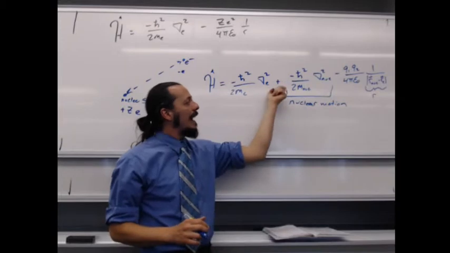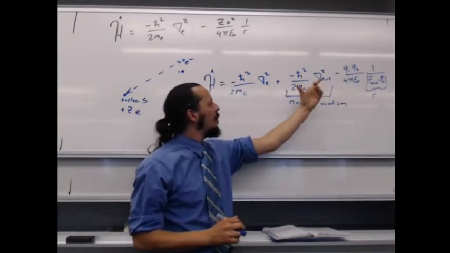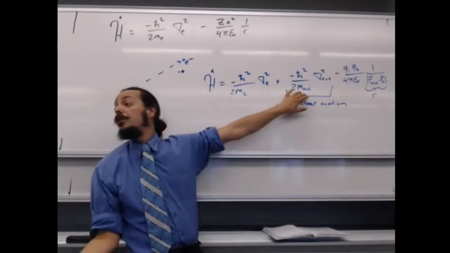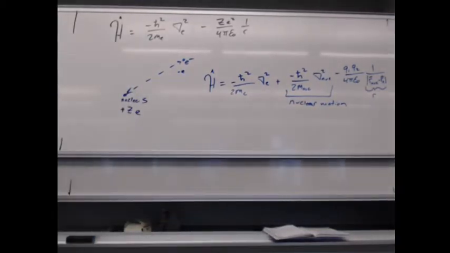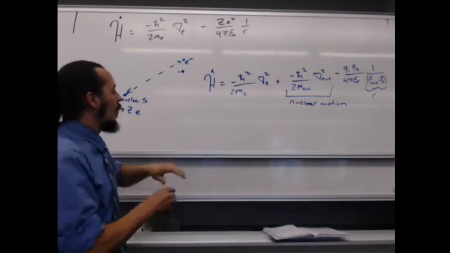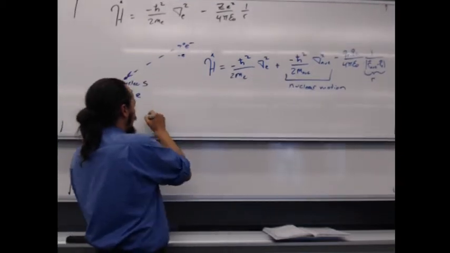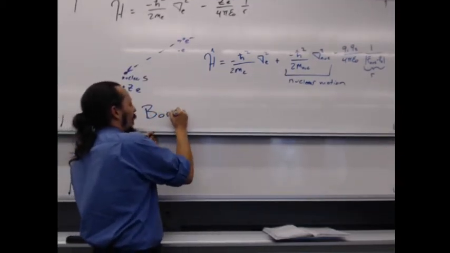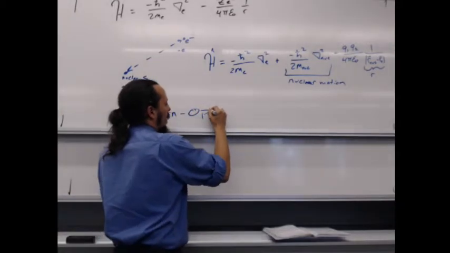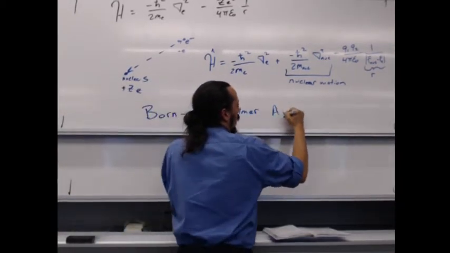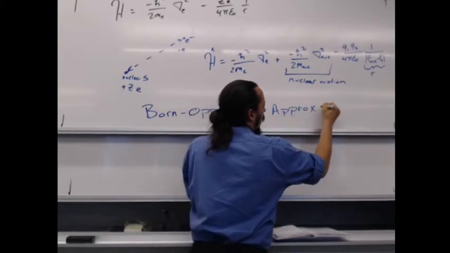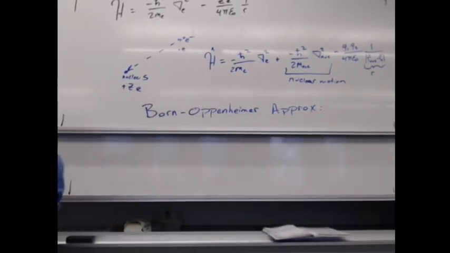If we tried to combine these two to make sense of this term, we're essentially going to end up with a reduced mass term. And there's a lot of hand waving that happens here. What we're doing here is the Born-Oppenheimer approximation.